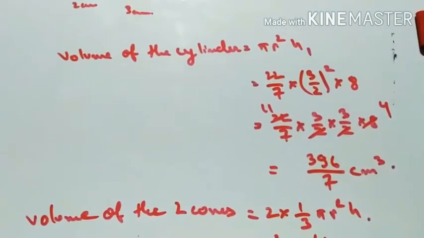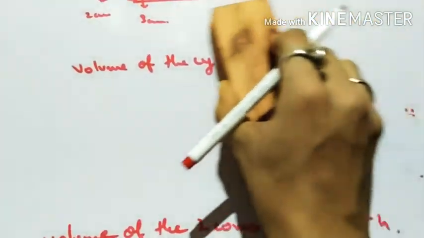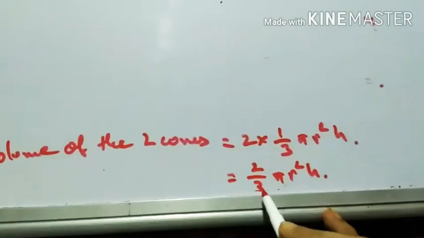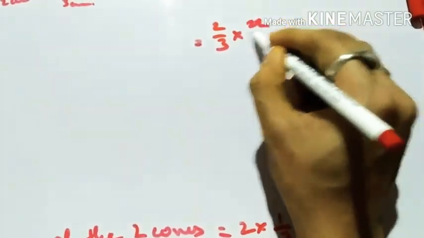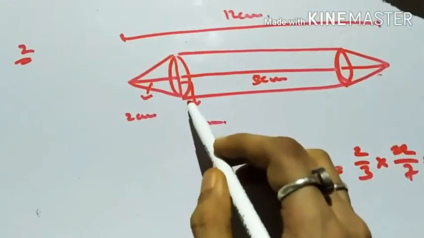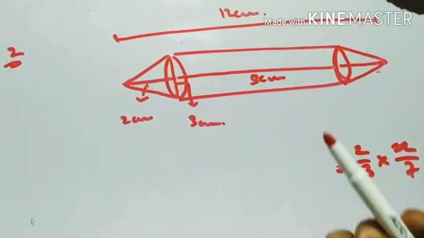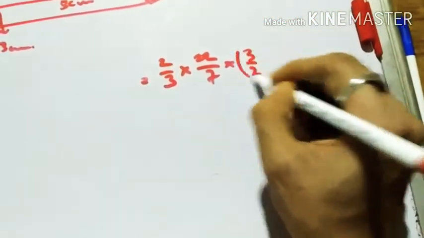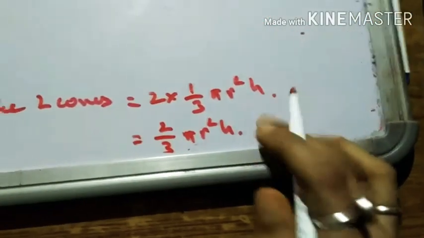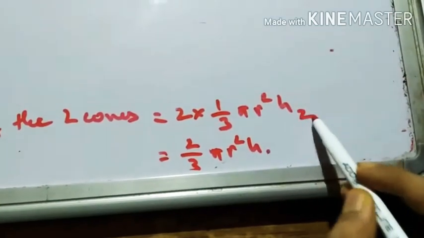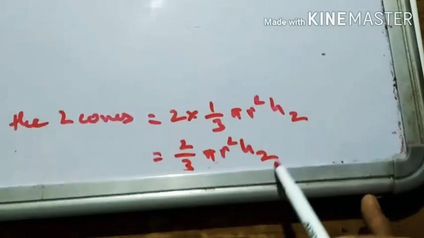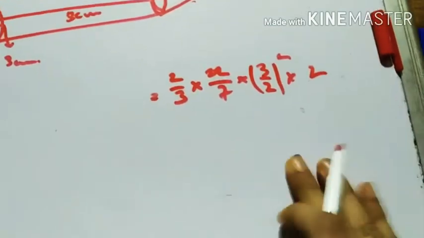Now, the volume of the cylinder, this much you write it down, I will have to rub it. Okay, 2 by 3 pi r square h is equals to 2 by 3 into pi value 22 by 7 into radius 3 by 2 the whole square, into 1 by 3 pi h2. The radius of the cylinder and the radius of the cone will be the same, and the height of the cone I have taken as h2. So the height is 2 centimeter.